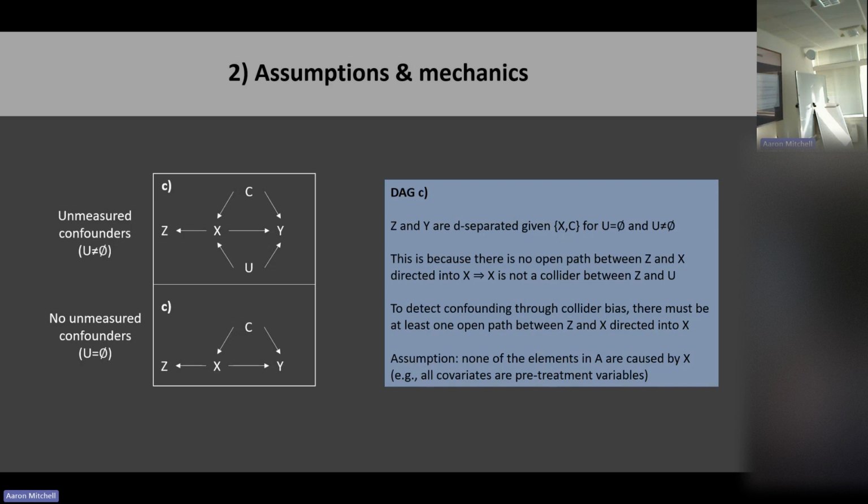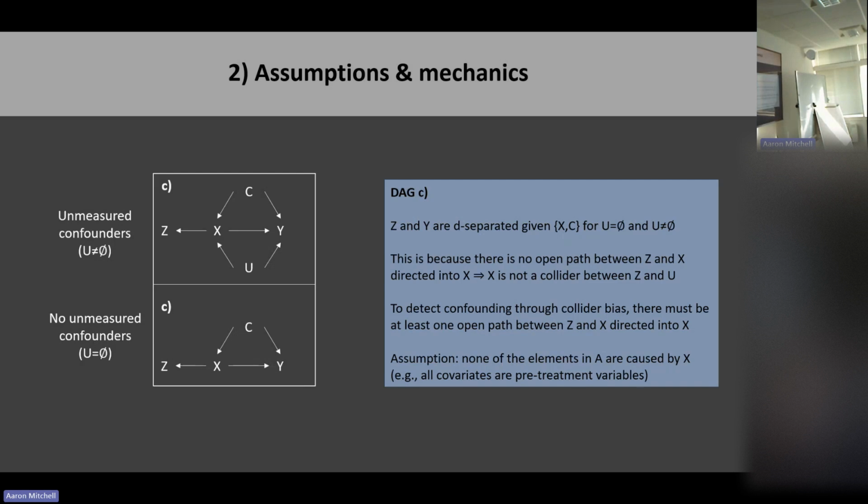And one of the things that would prevent that from happening is that instead of the path between Z and X being directed into X, it is directed into Z. So I need to avoid this. And how do I avoid this? By making an assumption that I know that none of the elements in A, none of the elements in my candidate adjustment set are caused by X.